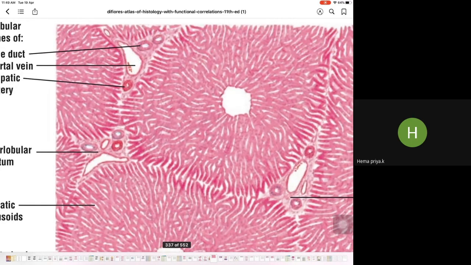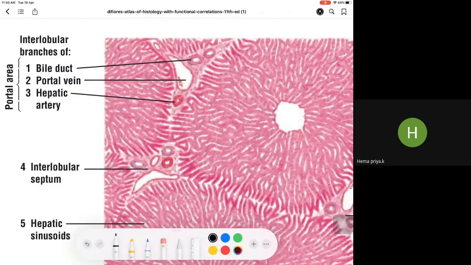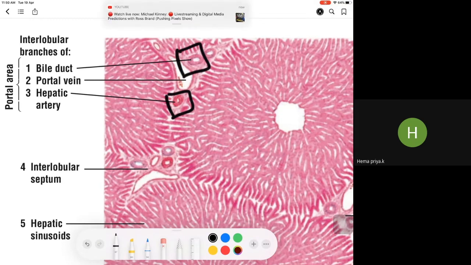What do you think about the hepatic artery and bile duct? The bile duct will be lined by cuboidal cells, whereas the hepatic artery is lined by endothelial cells. But is there any similarity? Bile duct and hepatic artery are of the same size. Whenever a bile duct is not there, you have to check whether it is really absent, or it will come in the next levels.